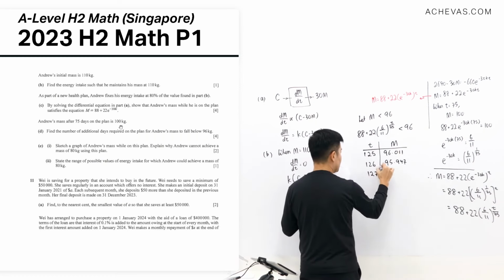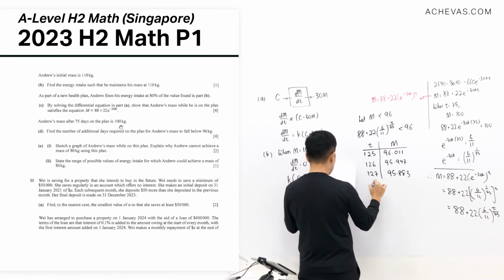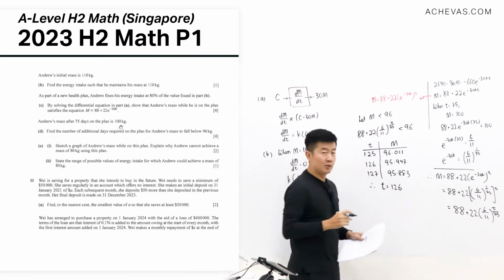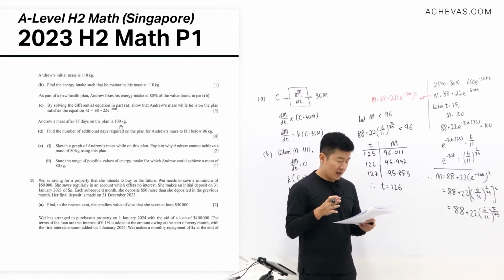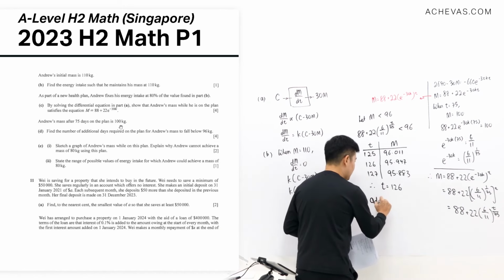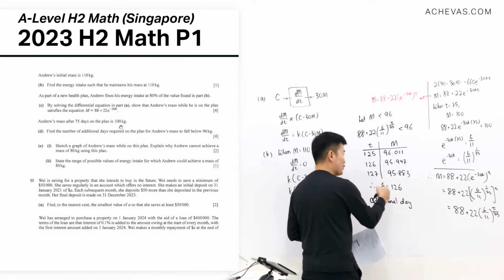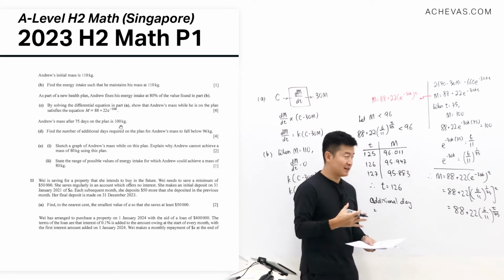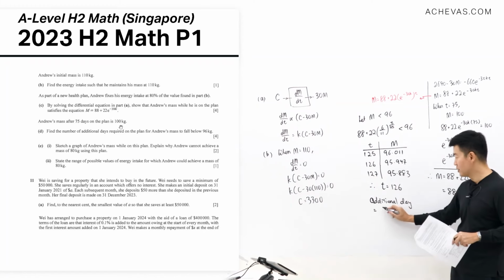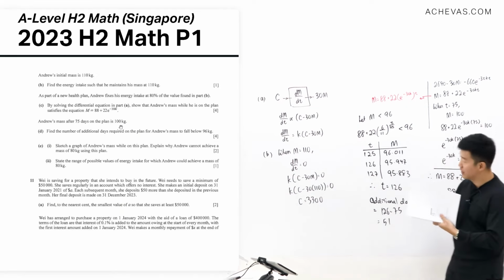After this, it is going to continue to be below 96 kg. So therefore, we know that during the 126th day, Andrew's mass is going to fall below 96 kg. So the question asks for the additional day. Let's not be tricked. The question didn't ask for which day his mass is going to fall below 96. The question asked for the additional day. So if we started off at day 75, the additional day will be 126 minus 75. My answer here is 51.